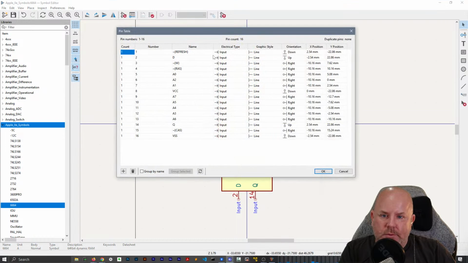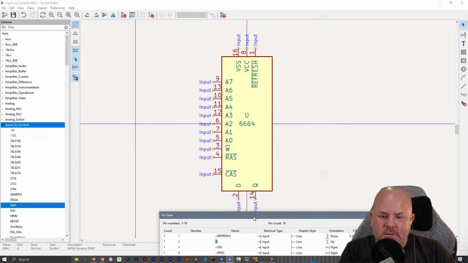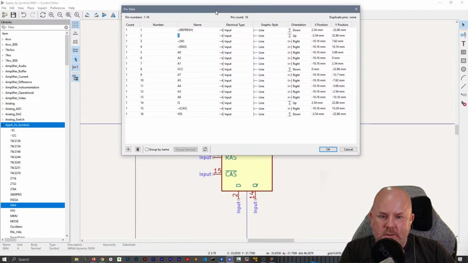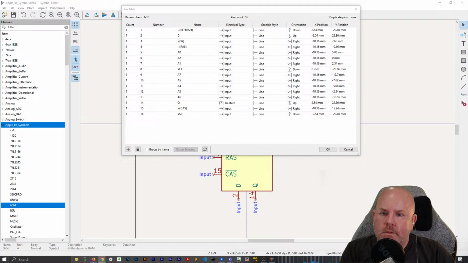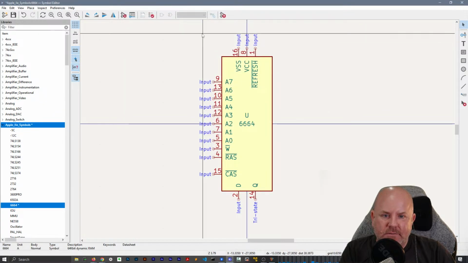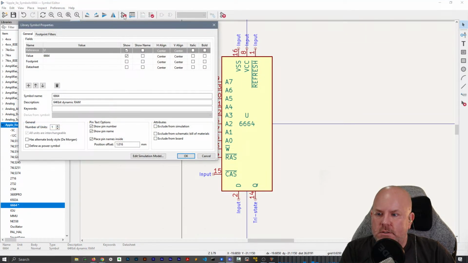Let's just go to the symbol table. So refresh. So what is D and Q? I mean, Q is probably tri-state, right? Did you have a datasheet defined for these? No? Okay.